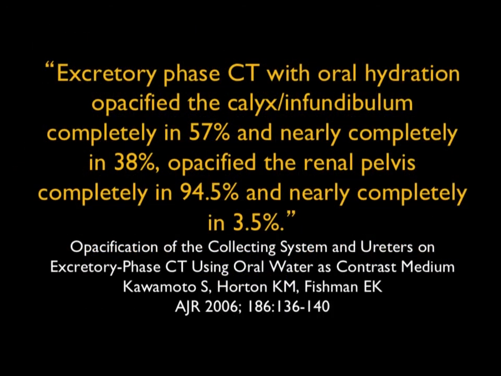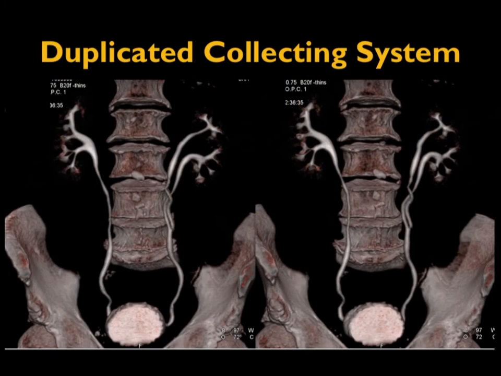Now, over the years, we've looked at techniques to try to maximize opacification while minimizing dose. There's no perfect answer. When we did our phase at about 5 minutes, we had really good results with opacification of both the collecting system and the patient's ureter and bladder. And here's just a nice example with a delay showing you a duplicated collecting system on the left.